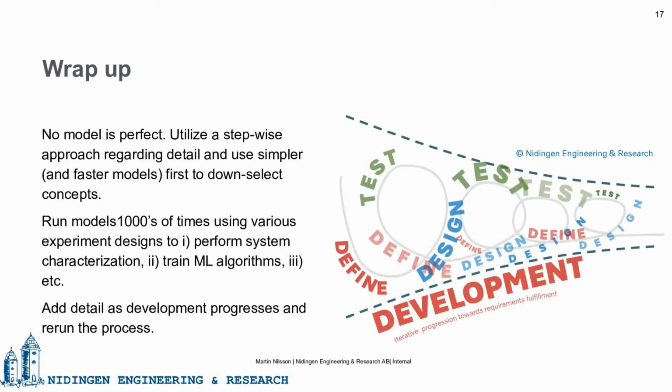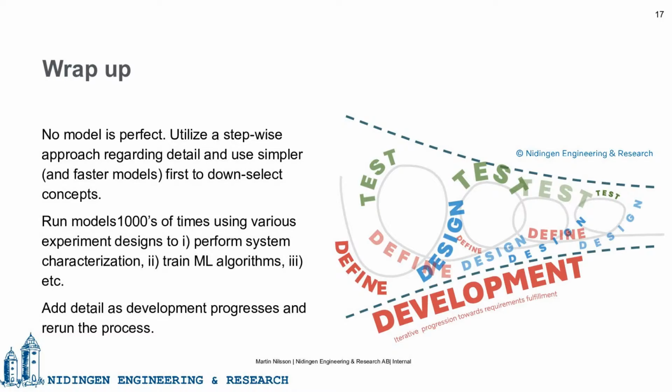So to wrap things up, and to leave a couple of minutes for questions: no model is perfect. So we utilize a stepwise approach, a tiered approach if you want, where we add detail as we go along and as we go back and forth. You can see it as a pendulum or as a spiral, in my view.